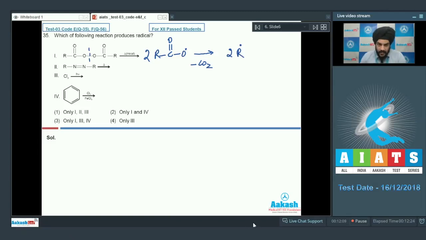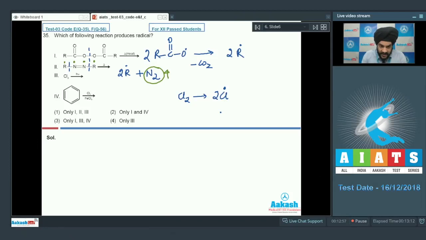Let us look at the second option now. So in the second option, we have R double bond N R. So upon heating, this will also lead to the formation of 2 R radicals along with the evolution of the N2 gas. So we can imagine the homolytic cleavage of these 2 bonds, which is going to lead to the formation of radicals on N and R, and the two N radicals will combine to give us N2, which escapes. Looking at the third reaction now, Cl2. So Cl2, when it is subjected to photolysis, it breaks up to give you 2 Cl radicals. So the third reaction also involves the formation of radicals.